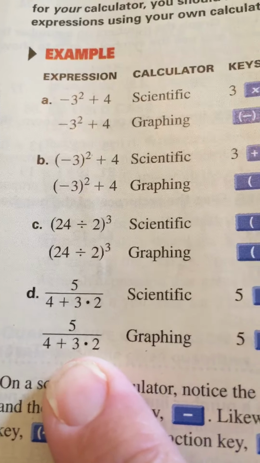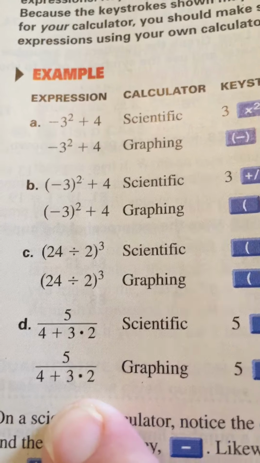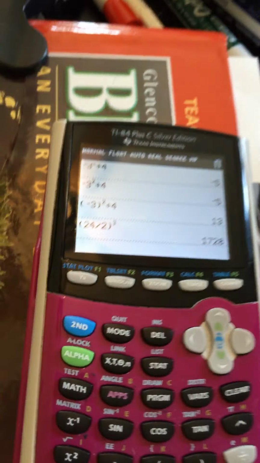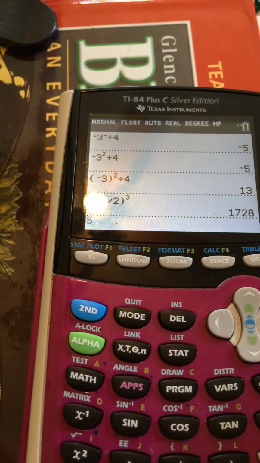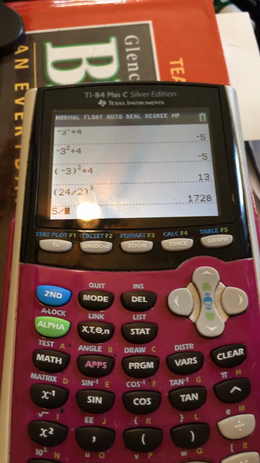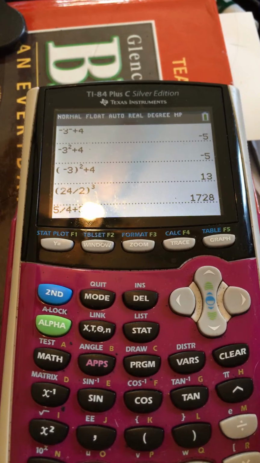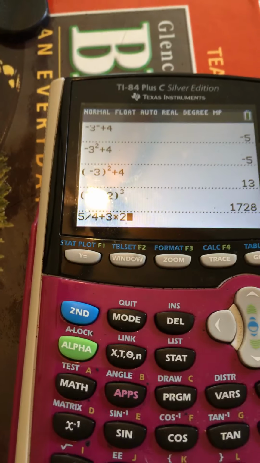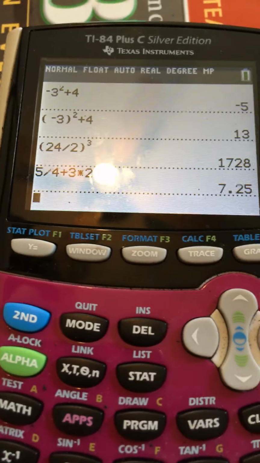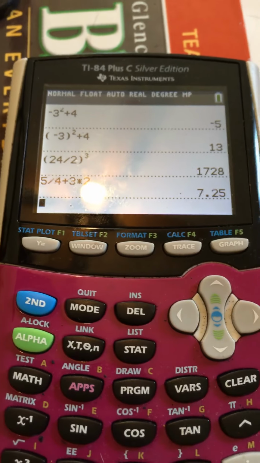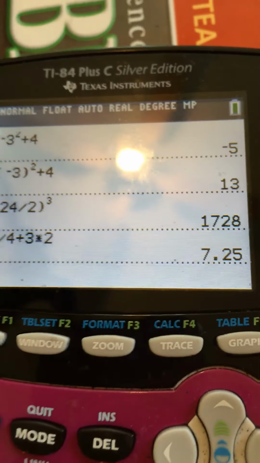Okay, now D has got a little bit of stuff to it. If we just put it in like this, 5 divided by 4 plus 3 times 2, enter, we got 7.25, but the right answer is 0.5. We got the wrong answer, and this is why.